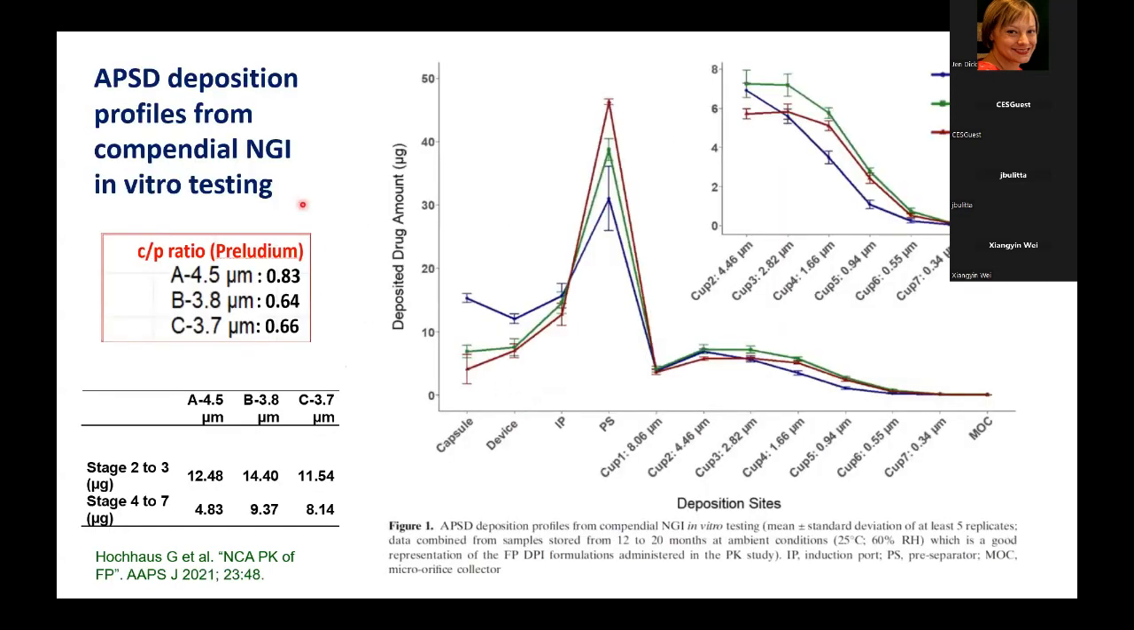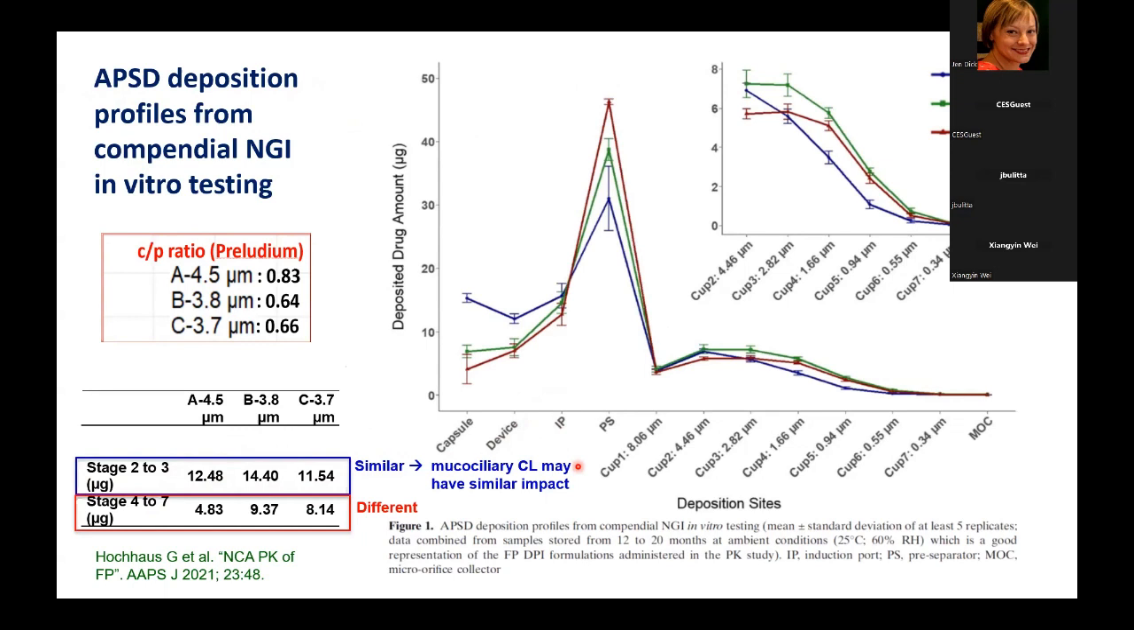So the EPSD deposition profiles here show that on stages 2 and 3, the 3 formulations, even though they differed quite a bit in the MMAD, the amounts deposited in those larger particle stages are somewhat similar, suggesting that the mucociliary clearance may have affected the 3 formulations in a similar way. In contrast, on stages 4 to 7, it was very clear that the larger formulation A had a much smaller amount of drug deposited here. And when using the Preludium software, the central to peripheral ratio was clearly predicted to be more on the central side for formulation A compared to B and C.